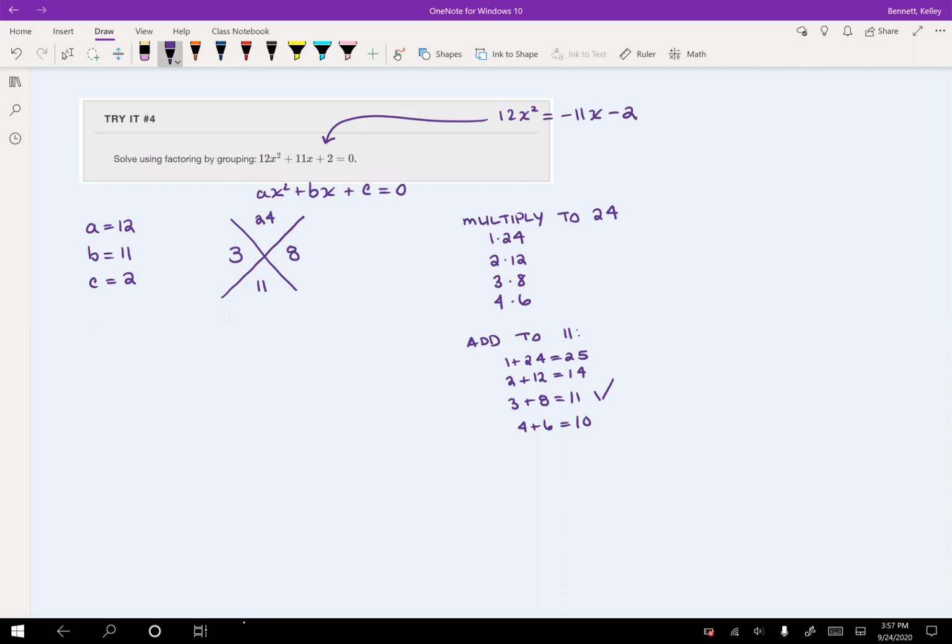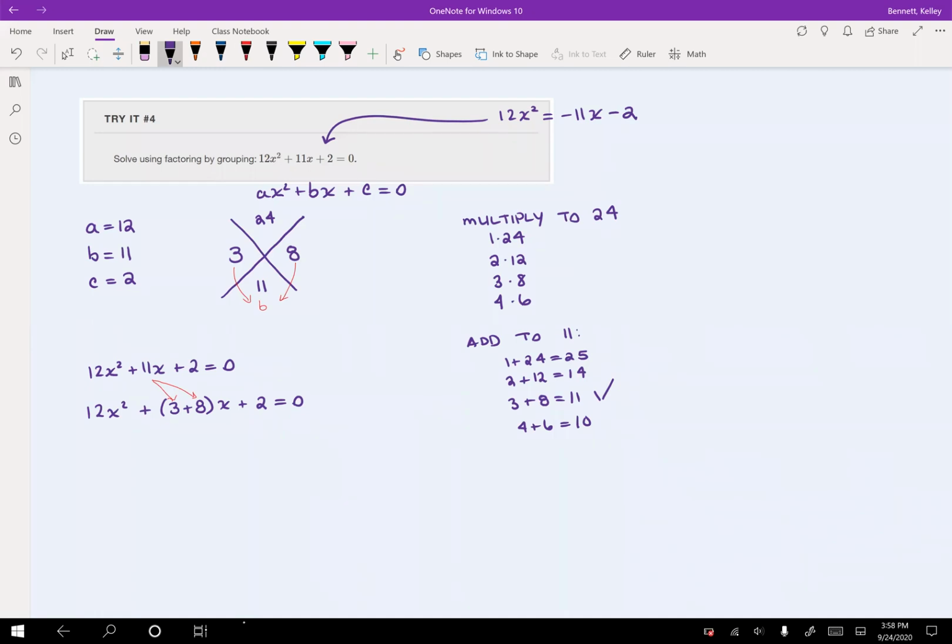So we want to take this 3 and the 8 and we want to write it in lieu of 11. So remember that 11 is B. So we want to use the 3 and the 8 here to represent B. So our original was 12x squared plus 11x plus 2 equals 0. And I'm going to rewrite 11 as the sum of 3 and 8. So I'm going to have 12x squared plus 3 plus 8x plus 2 equals 0. So again, that 3 and that 8 are what we had to bring us to 11.